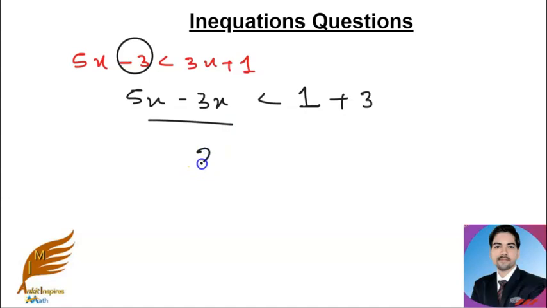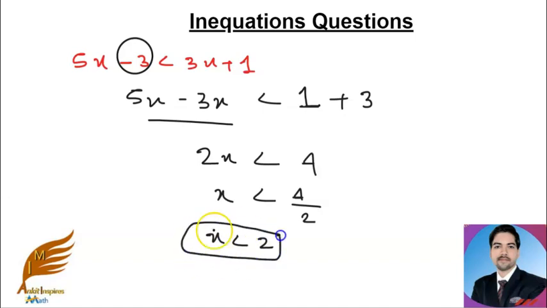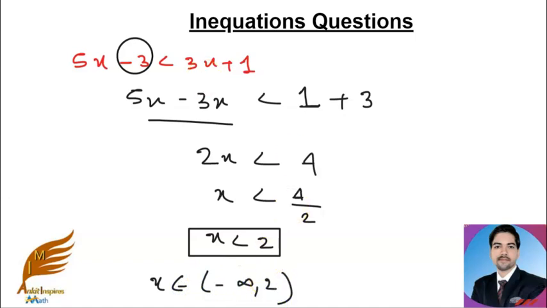5x minus 3x, that is 2x less than 4. 2 into x, 2 will be in the denominator; multiply goes to divide, x less than 2. Clear? So we got x belongs to minus infinity to 2. I hope this is clear to everyone.